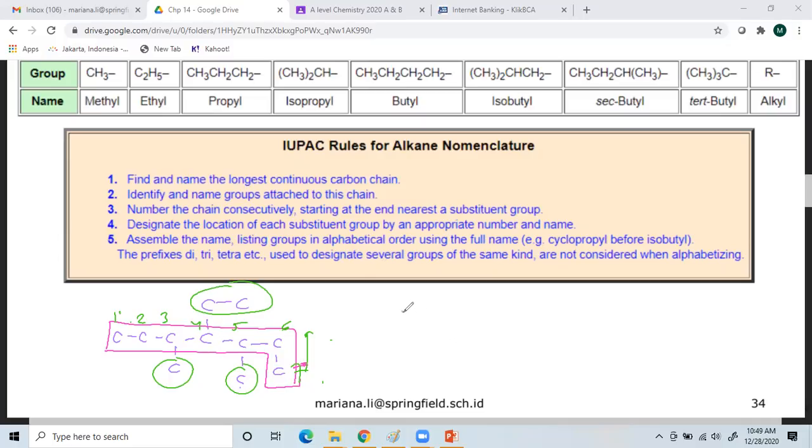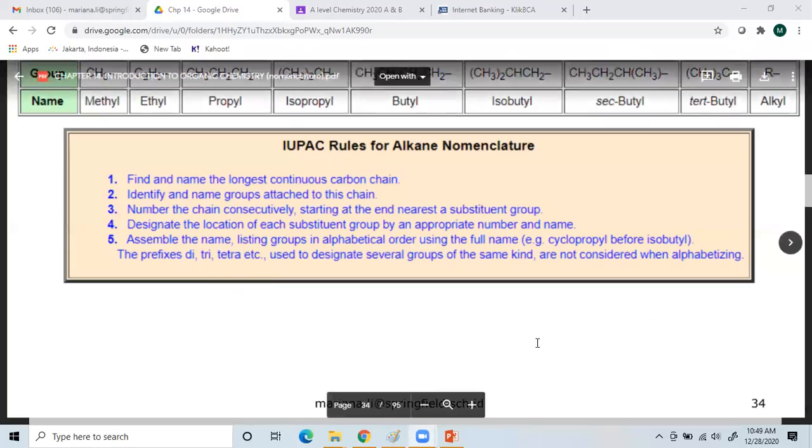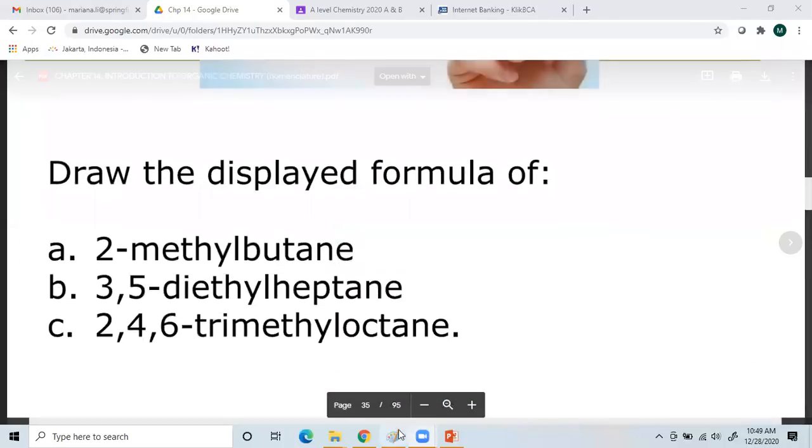So the name would be 4-ethyl-3,5-dimethylheptane. Okay, for 4-ethyl-3,5-dimethylheptane. Okay, now let's practice.